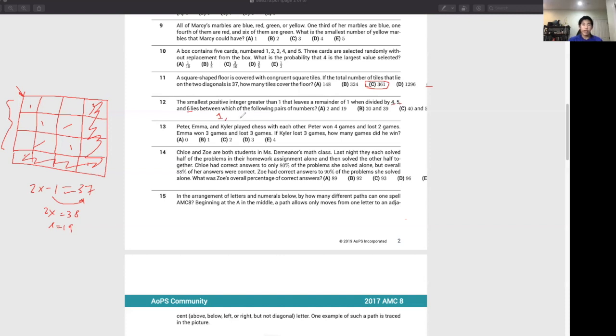So we want to add a number that's a multiple of 4, 5, and 6, because that way when we divide by 4, 5, or 6, we still have that remainder of 1. So next we just have to find the least common multiple of 4, 5, and 6. Let's start by finding the least common multiple of 4 and 5. Since 4 and 5 are relatively prime, meaning that they don't share any common factors other than 1, their least common multiple will just be 4 times 5, which is 20.